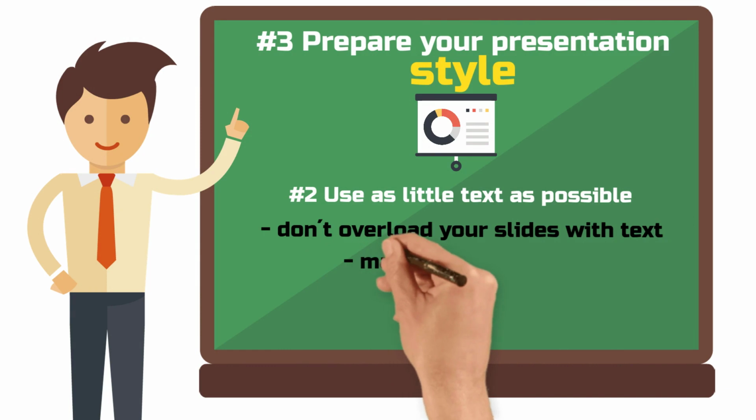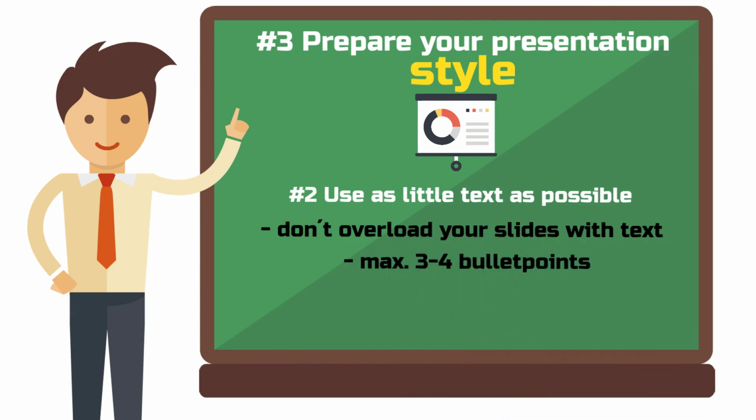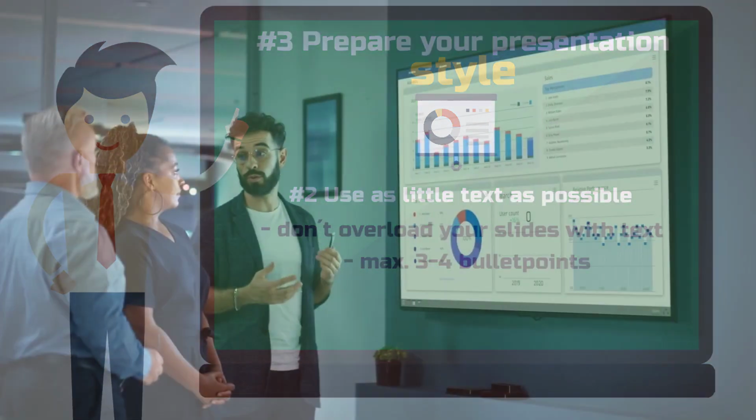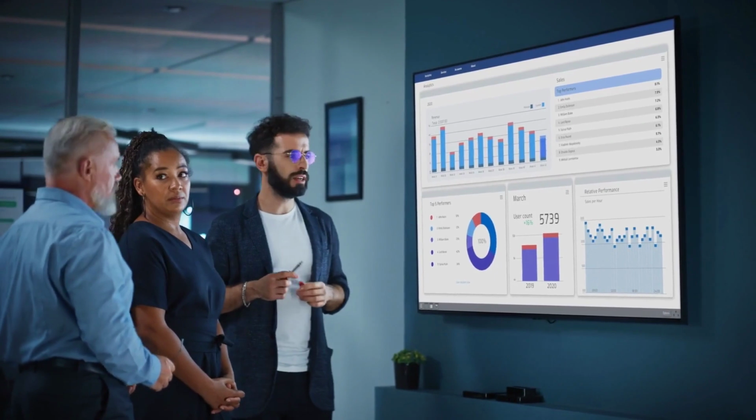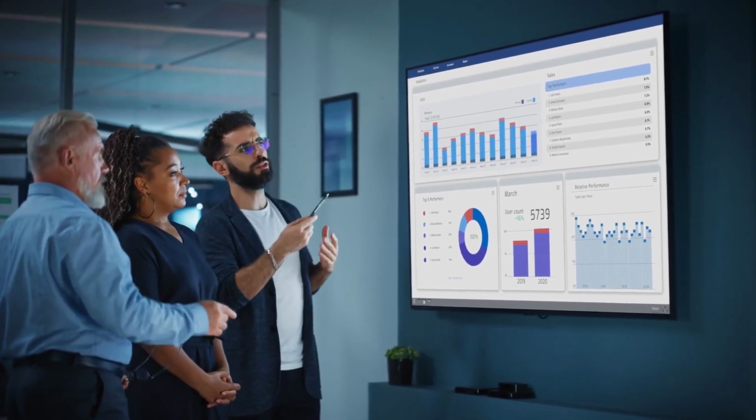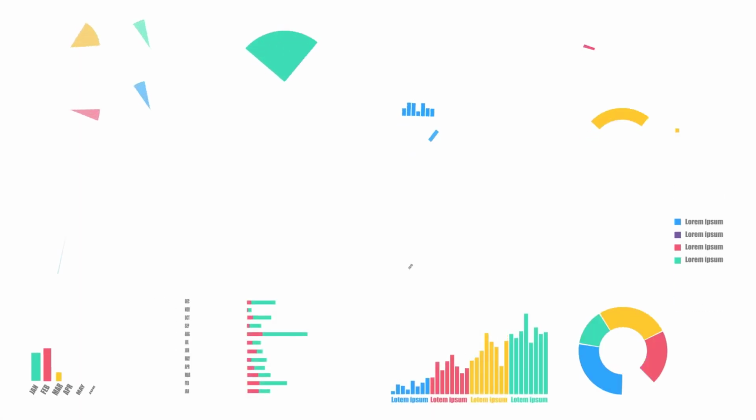A maximum of 3 to 4 bullet points per slide is more than enough. Try to convey even more information orally instead of just repeating what is on the slides. Also, work with the figures and tables from your thesis. Here, no additional work is required as you have already implemented your figures and tables in your text.